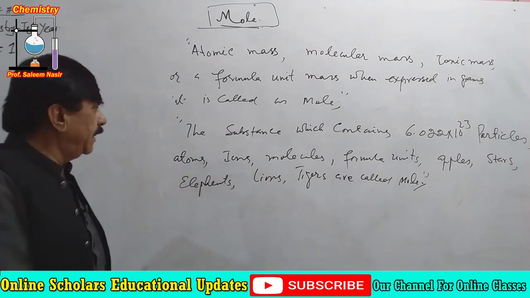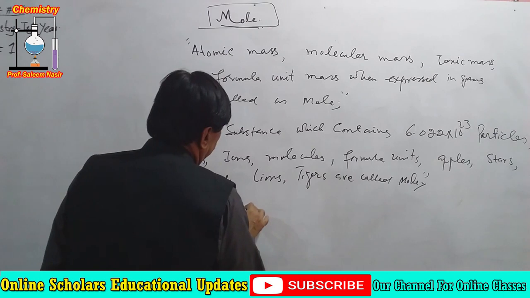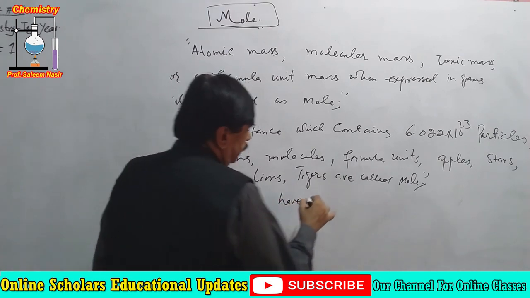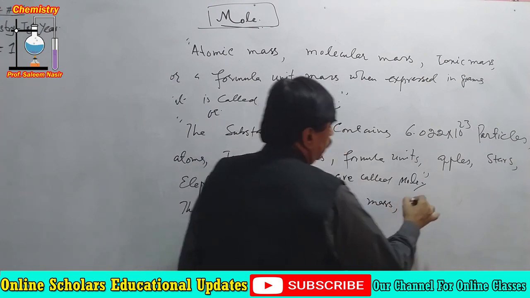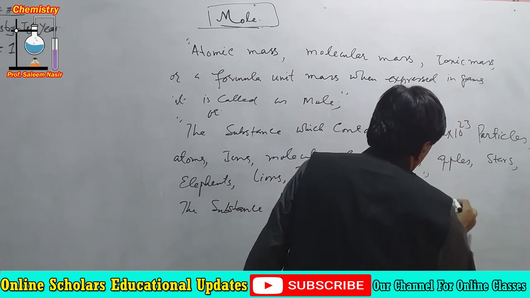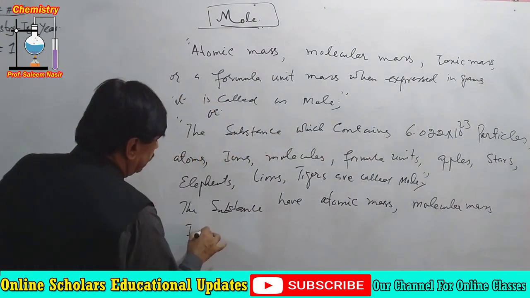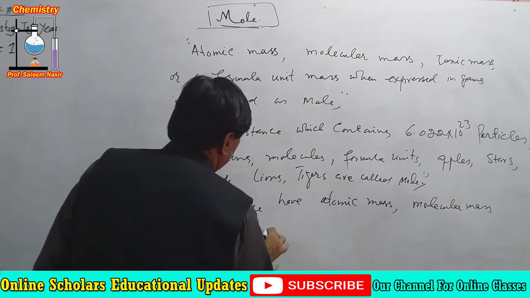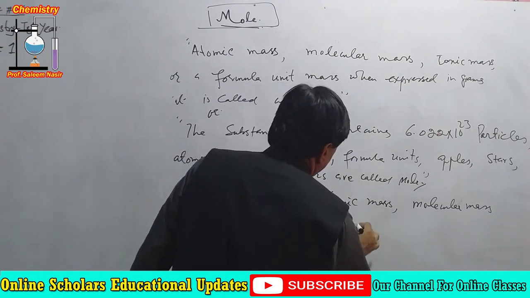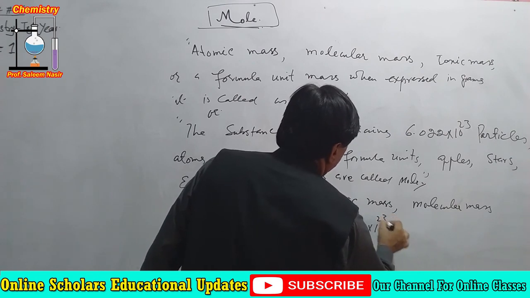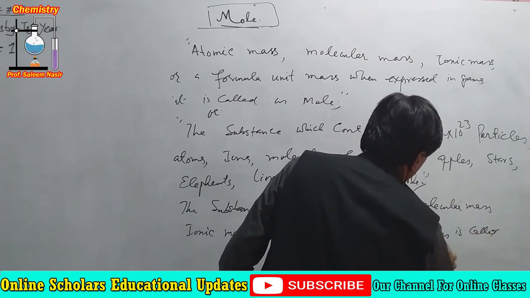Another way we can also define it: the substance having atomic mass, molecular mass, or ionic mass containing 6.022 multiplied by 10 raised to power 23 particles is called a mole.